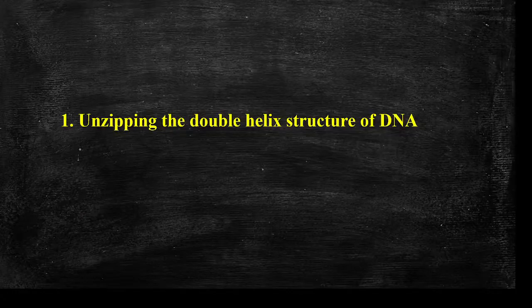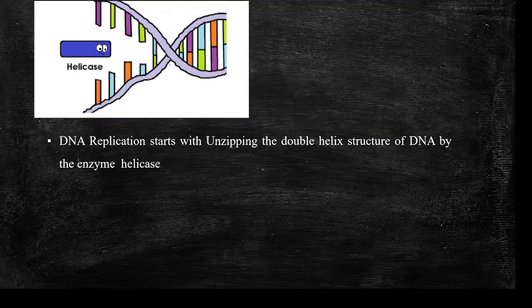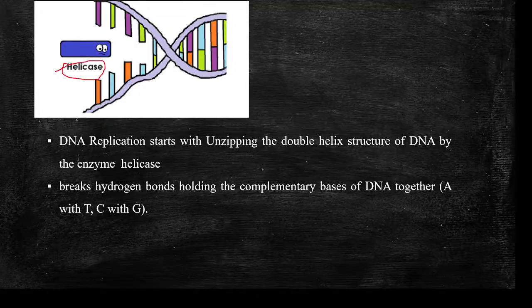So the first stage is unzipping the double helix structure of DNA. DNA replication starts with unzipping the double helix structure of DNA. This is carried out by the enzyme known as helicase. It will break the hydrogen bonds holding the complementary bases of DNA. The complementary bases follow Chargaff's rule, that is the base pairing rule. Adenine will always form a hydrogen bond with thymine and cytosine with guanine.